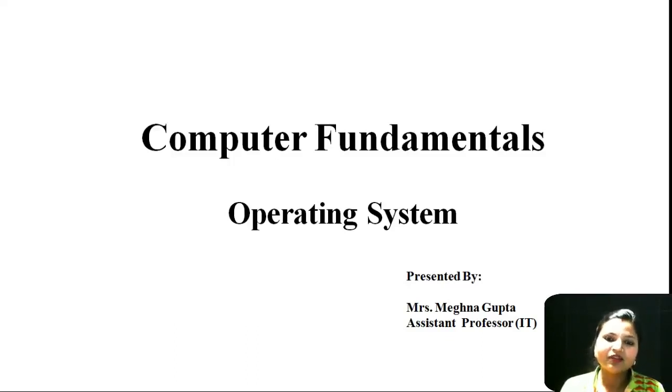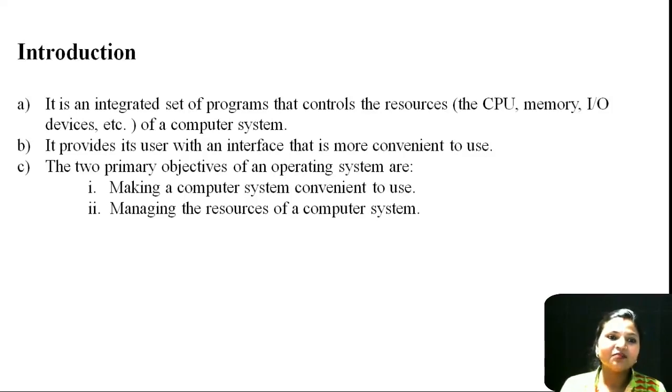The operating system manages your resources, your memory, your system software, and your application software. The operating system is an integrated set of programs. Integrated set of programs means it is a combination of programs which are interrelated to each other, that control resources like the CPU, memory, and input output devices of a computer system. So the operating system is responsible for the management of all the resources available inside your machine.